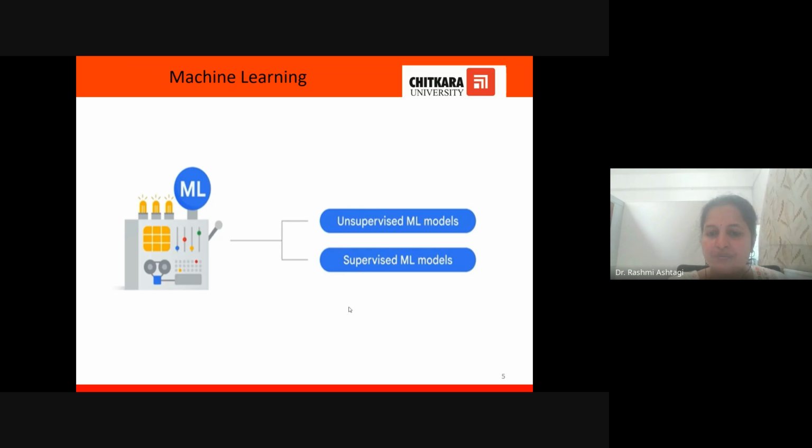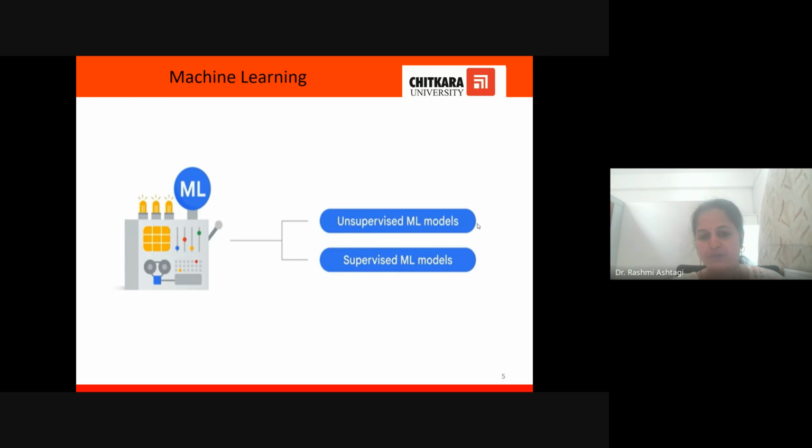But if we don't know the final output, like with cancer, if we say there is a cancer, the answer is yes or no. If we know that, and if we have that data set, then we can go for the supervised machine learning models. And if we don't have a particular data set, then we go for the unsupervised machine learning models. I'm telling very briefly what these things are. It's not difficult to understand.